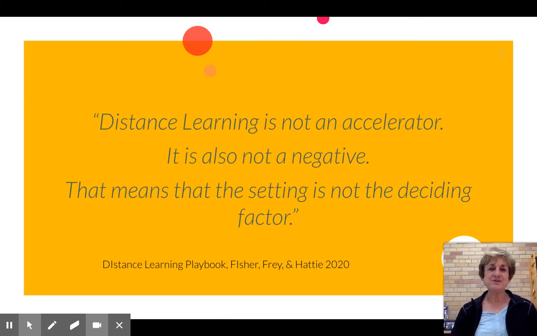So, something to chew on, a quote: distance learning is not an accelerator. It is also not a negative. That means that the setting is not the deciding factor. And this is from a great resource that I just got, Distance Learning Playbook, and John Hattie is one of the authors. So, something to think about. What are the deciding factors? The biggest factor is really us, the teachers.